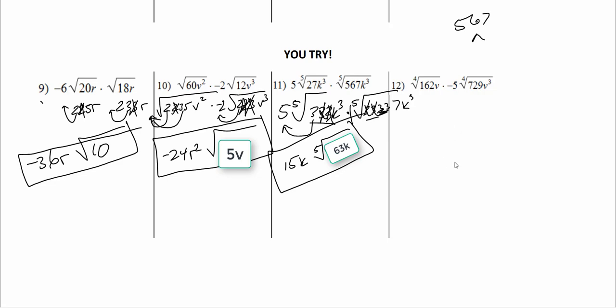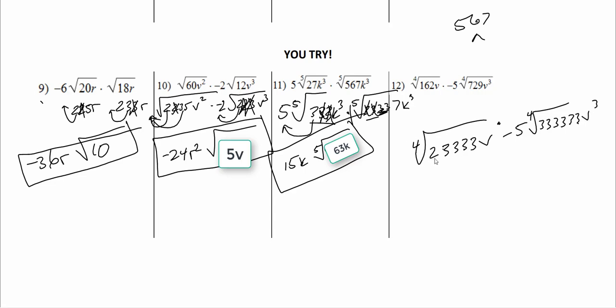Number 12. Oh man, we're getting some bigger numbers. This is going to be lovely. Number 12, 162. So the fourth root of 162 is 2 times 81. So that's 3, 3, 3, 3. And then times a negative 5. And then the fourth root of 729. So that's 3 times 3 times 3 times 3 times 3 times 3. Man, that's a lot of 3s. Those should be a V and a V to the third power.